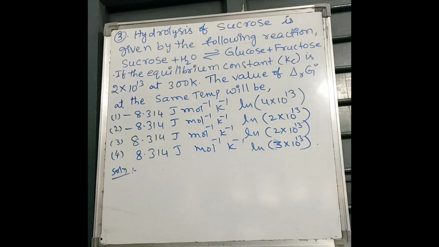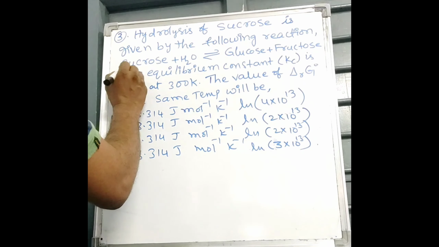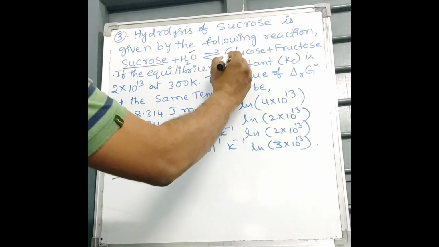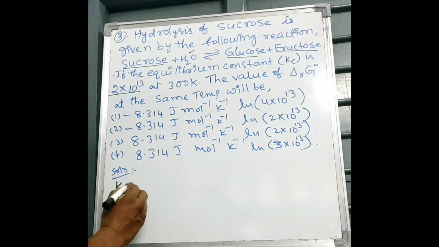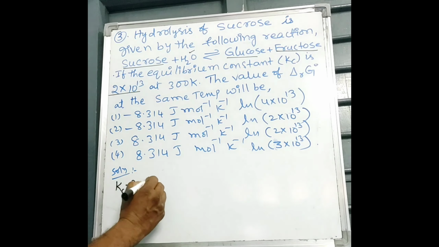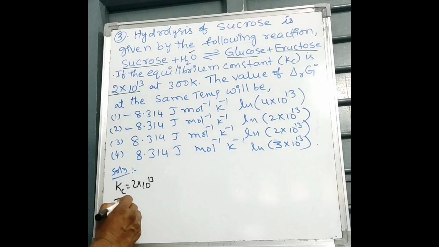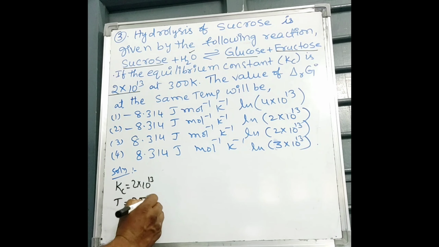See, in this problem, hydrolysis of sucrose is given by the following reaction. Sucrose, when it undergoes hydrolysis, forms glucose and fructose. The equilibrium constant Kc is 2 into 10 power 13. So Kc for the above reaction is 2 into 10 power 13, and the temperature is 300 Kelvin.